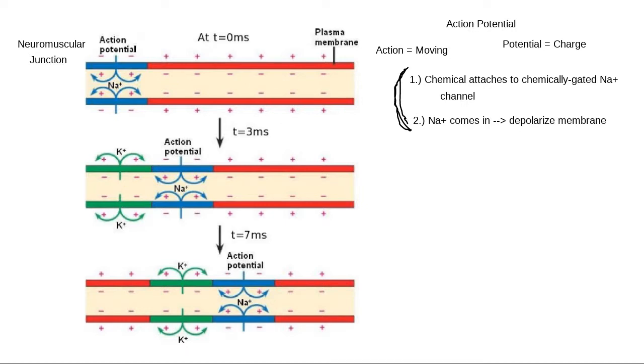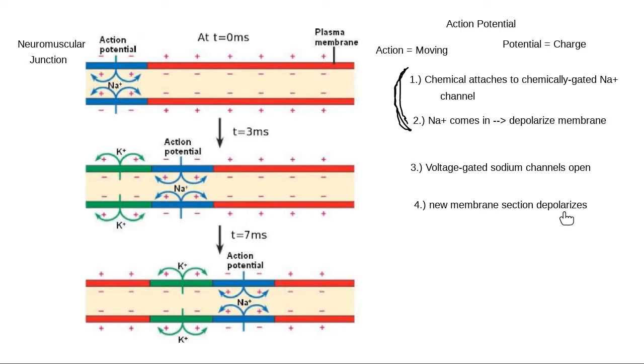When that stuff happens, then voltage gated sodium channels open. Voltage gated. They open up because the membrane was depolarized. So voltage gated sodium channels open. That depolarizes, so we'll add our note again. New membrane section depolarizes. The next little part of my membrane is also going positive.